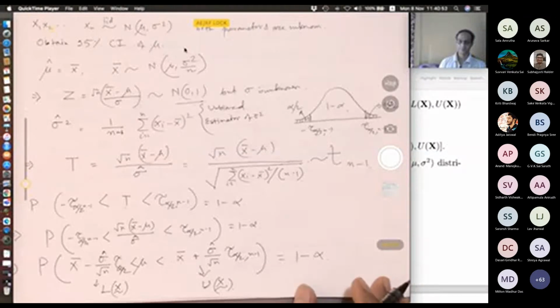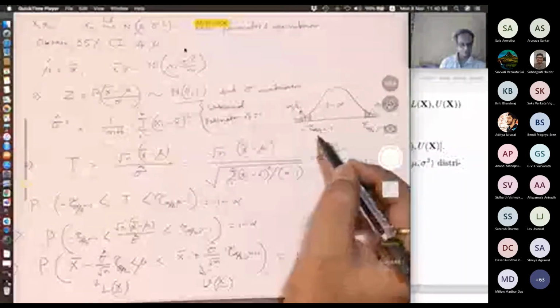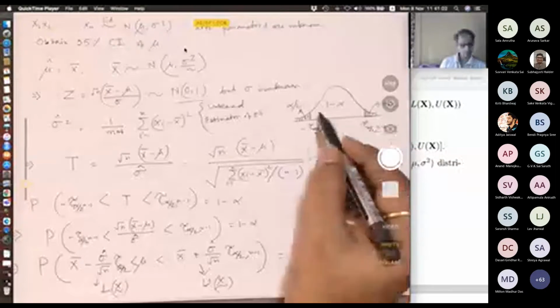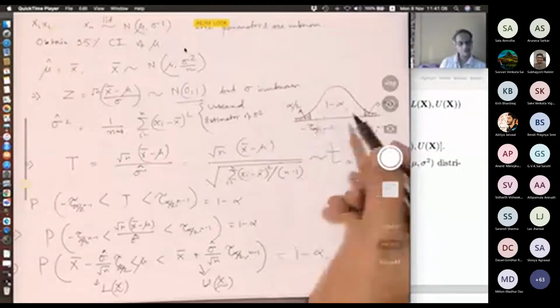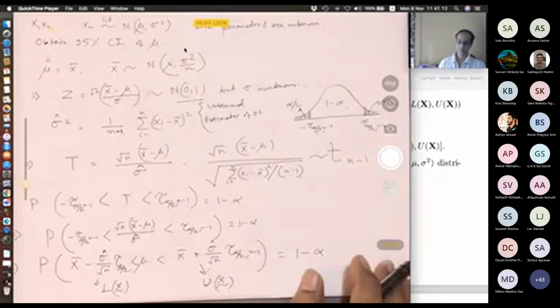Okay, sir. Okay. Because of the symmetry, I have taken alpha by 2 this side, alpha by 2 this side. I can also take alpha this side and from here to infinity. But that will not be a good interval. An interval with infinite length.